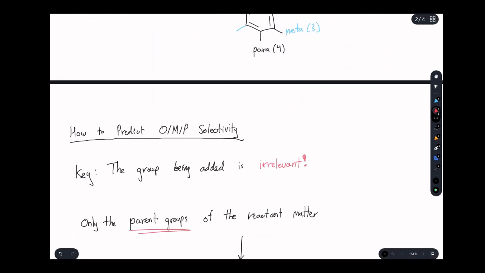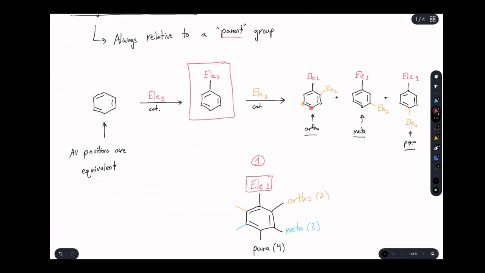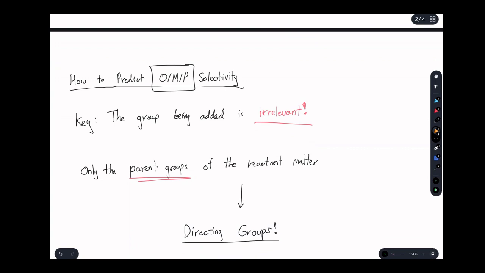Now that we know the names of these positions, let's talk about predicting what's called the ortho-meta-para selectivity. I'll just say OMP. How do we tell where that second group will go? A very important idea is that the group being added is irrelevant. Going back to this overall equation, that means that what matters is the parent group, not the electrophile. Of course, we're adding the electrophile, but where it goes does not depend on what we're adding. It depends on what was there before. So definitely focus on that original reactant. Only the parent groups of the reactant matter.